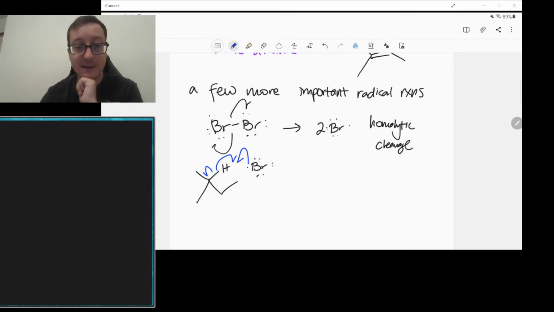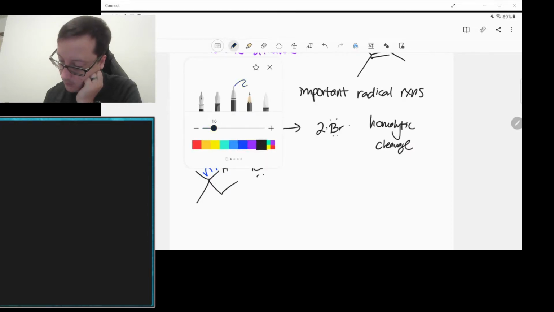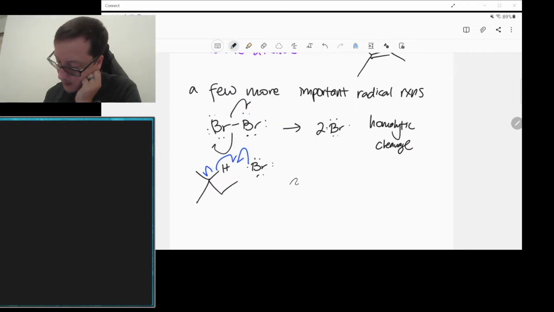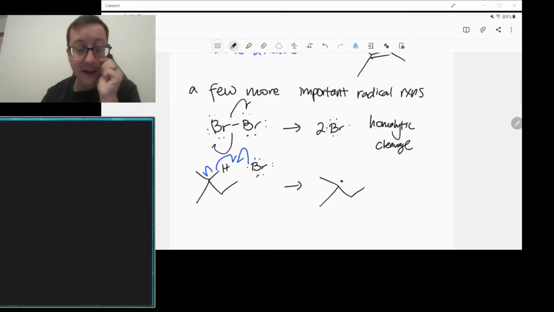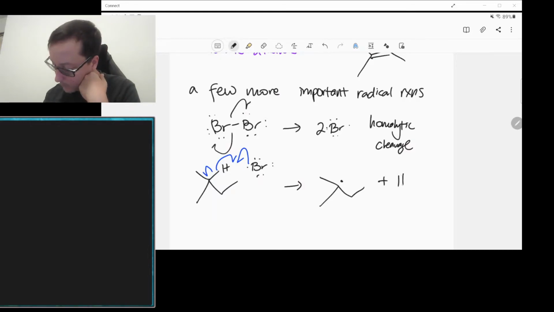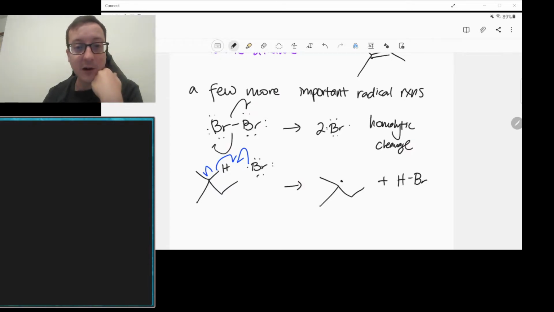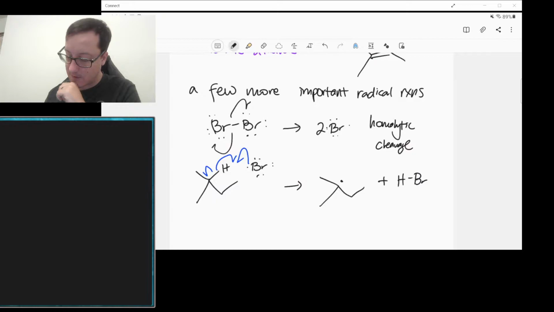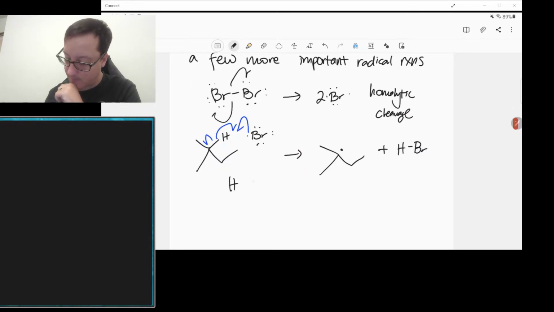Notice that these 2 fishhook arrows are pointing at a space in between the 2. That's indicating we're going to be forming a bond there, which is why the products for this reaction are going to be the radical there, because that arrow pointed at that carbon, plus HBr. We have formed a bond between H and Br, remembering that a bond is 2 electrons. So this was hydrogen abstraction.